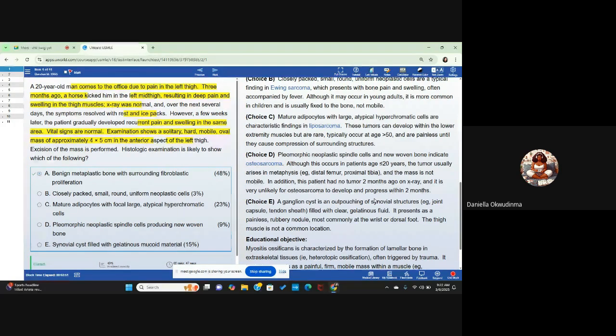It can resolve on its own most times. Yes. We don't treat it, it resolves itself with time. Exactly. So we don't treat ganglion cyst and it self-resolves. And how do we differentiate between a ganglion cyst and a tumor? How do we do that?